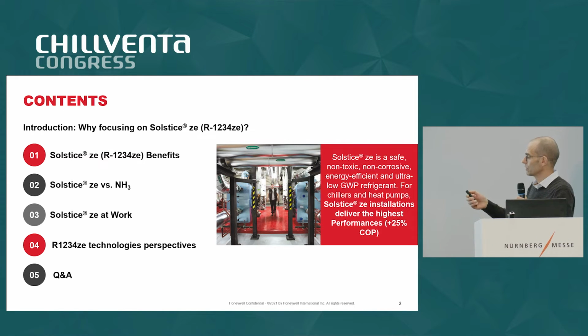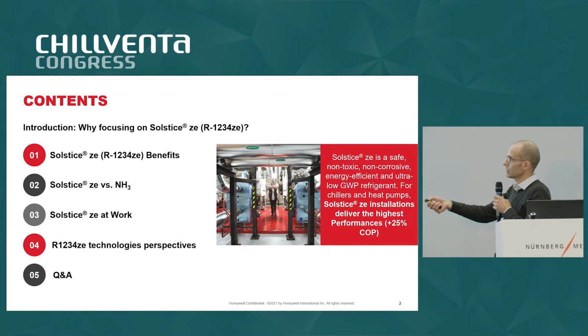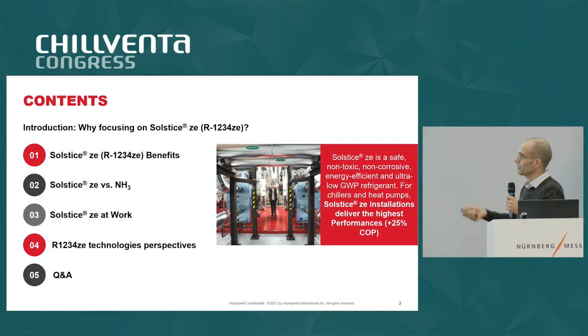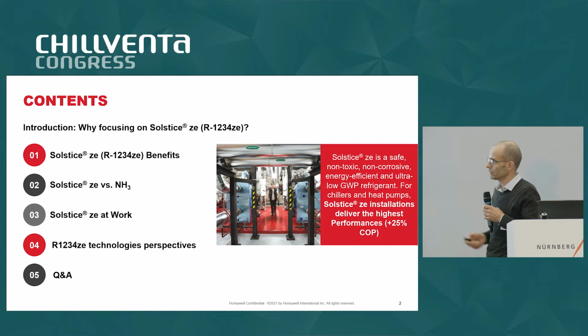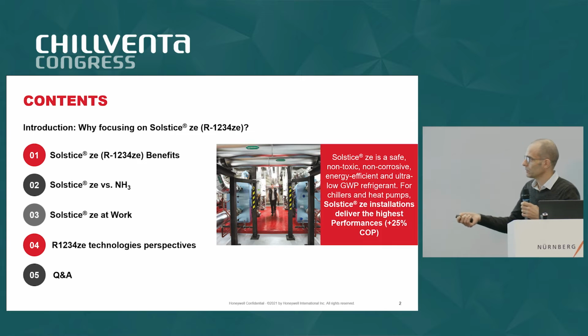I will talk about 1230 Solstice ZE, which is a relatively new product because we'll see later why I say new. And we will see the properties of these products and compare them from a thermodynamic point of view and from a practical point of view, Solstice ZE at work, what we call, and I will talk later about perspectives.